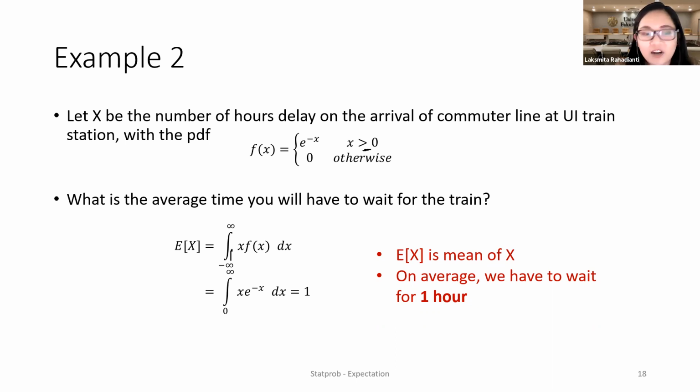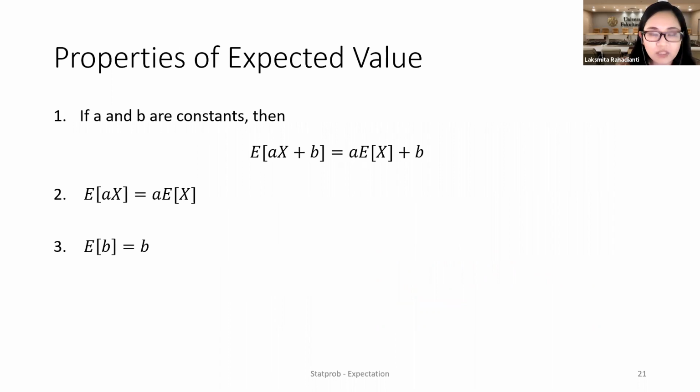And obviously you have calculus here. Don't forget that this is probably solved using integration by parts. So this is u and this is du and so forth. But take my word for it, it equals 1. And that means that on average, you need to wait for 1 hour if we're assuming this type of PDF, or probability density function.